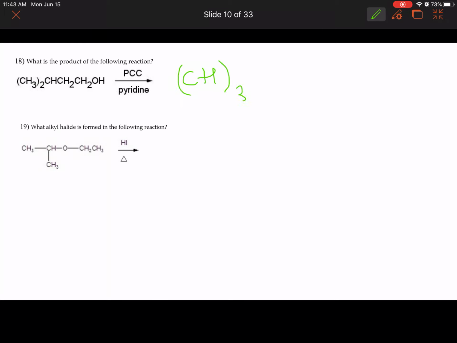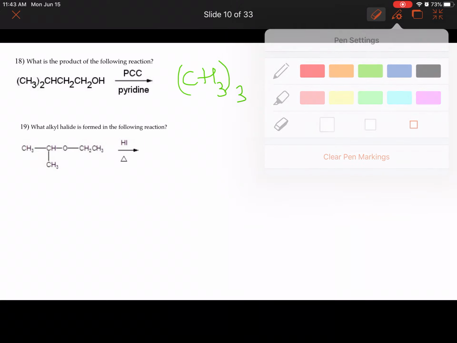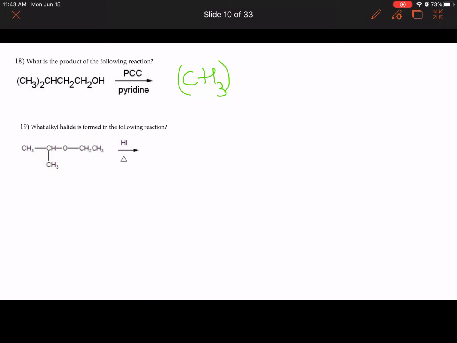Okay. So, CH3 right there. Did a little mistake over here. CH3. There are two CH3 groups. CH, CH2, and then the final or the terminal carbon alcohol will become an aldehyde. So this is an aldehyde functional group. So this is the product of this reaction. And then the number 19, what alkyl halide is formed in the following reaction?